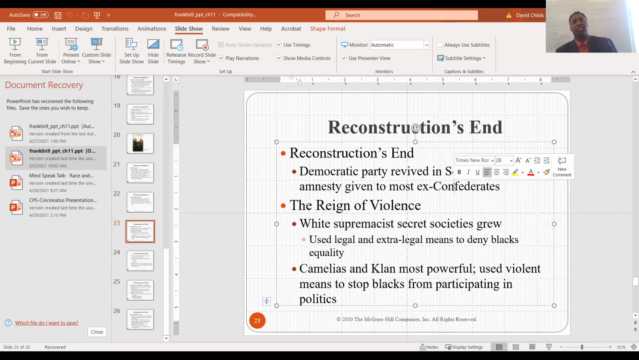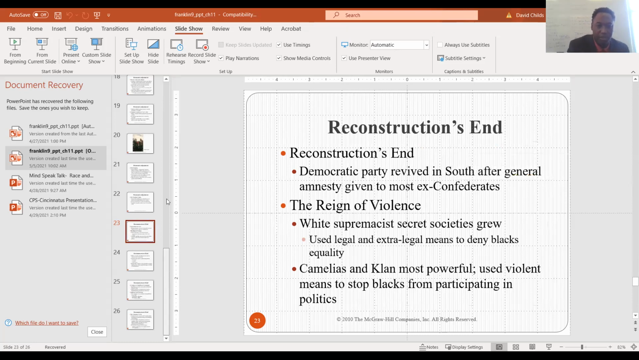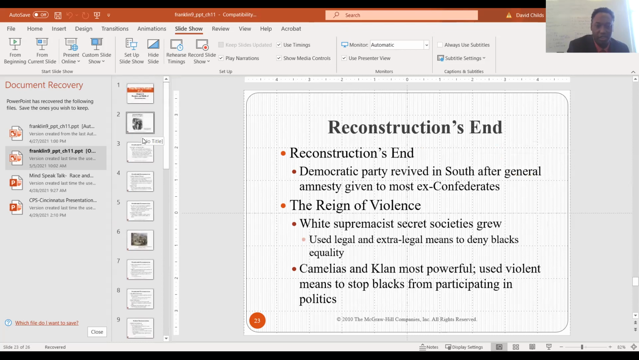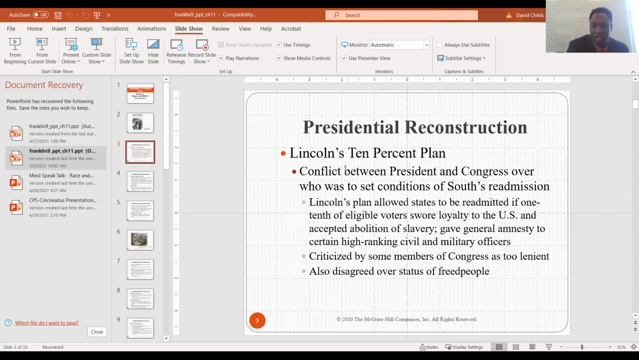Because Lincoln was lenient, the leaders that caused the rebellion were put back in leadership. And so it was just a matter of time. Lincoln, if you remember, Congress felt like he was being too lenient. Right, I remember that. Yeah, there was the conflict.